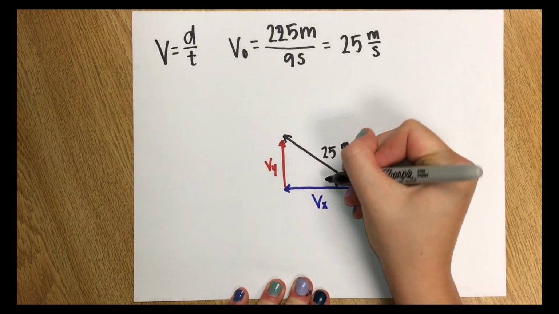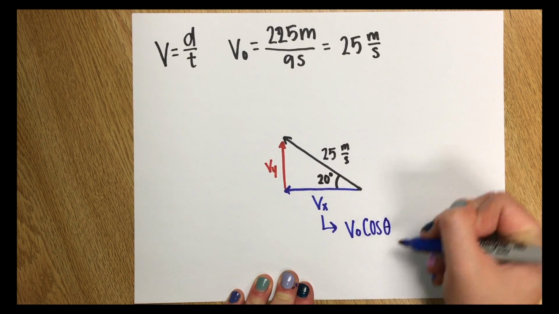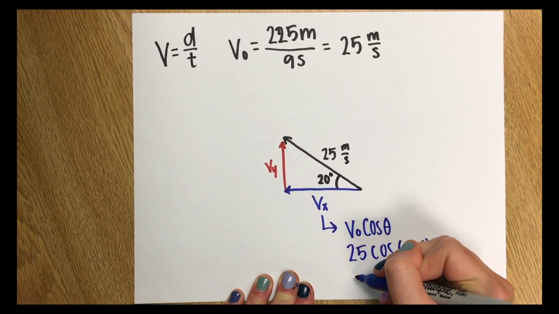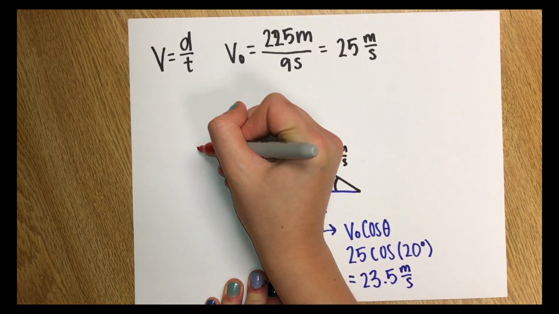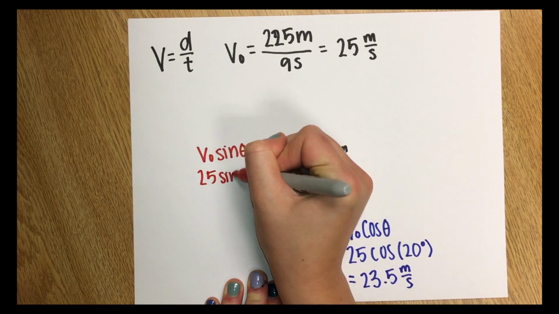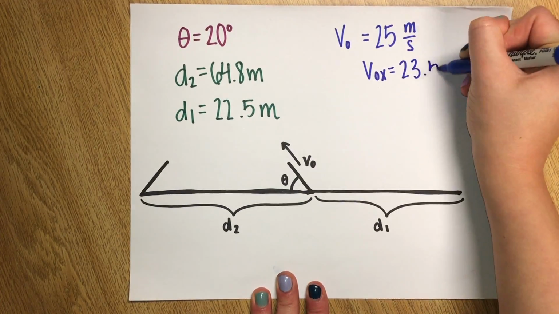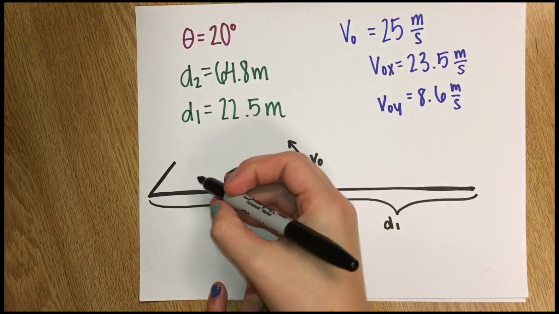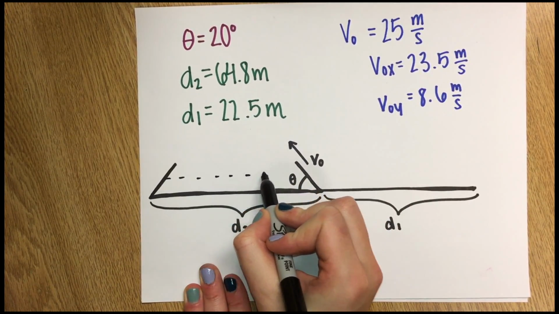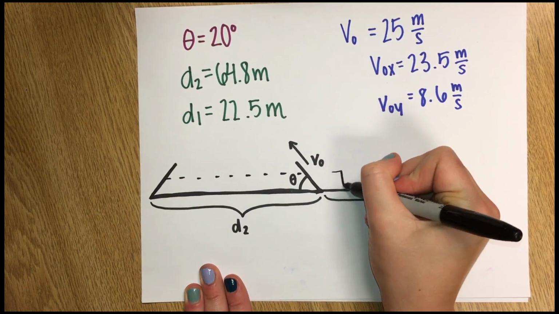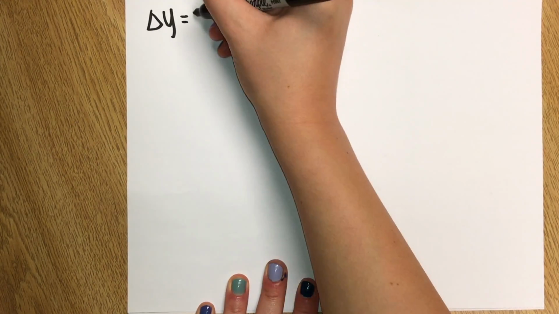Therefore, to solve for the horizontal component, we can use the equation v initial x equals 25 times cosine 20 degrees, which gives us 23.5 meters per second. Similarly, we can use v initial y equals 25 times sine 20 degrees, which gives us 8.6 meters per second. If we say that the top of the ramp is y initial equals 0, then y final would be where he lands on the cars, which we can estimate to be 1.4 meters below the top of the ramp. This means that delta y equals negative 1.4 meters.